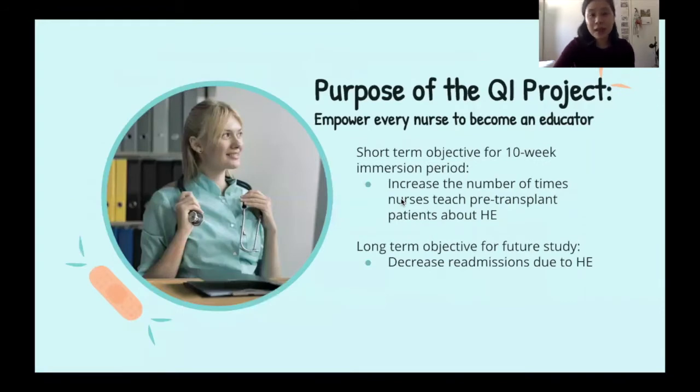So the purpose of my QI project is to empower every nurse to become an educator. This is part of our RN role, is to be educators to our patients and our families. The short-term objective for my 10-week immersion period was to simply increase the number of times nurses teach pre-transplant patients about hepatic encephalopathy, lactulose, how to prevent hepatic encephalopathy. The long-term objective for future study would be to decrease patient readmissions due to hepatic encephalopathy. But due to the time constraint, I focused on the short-term objective.